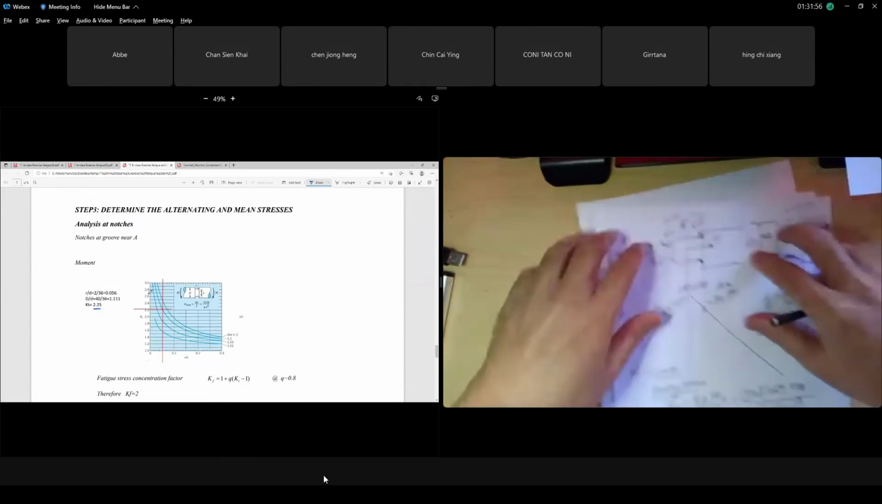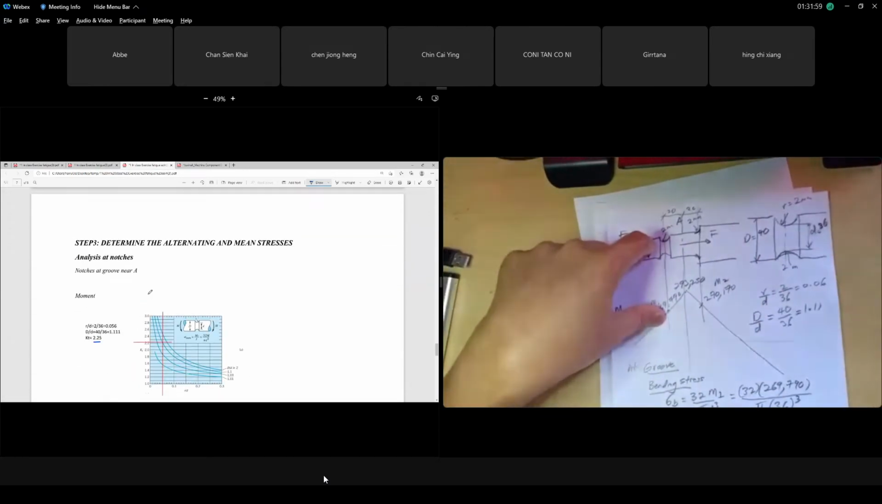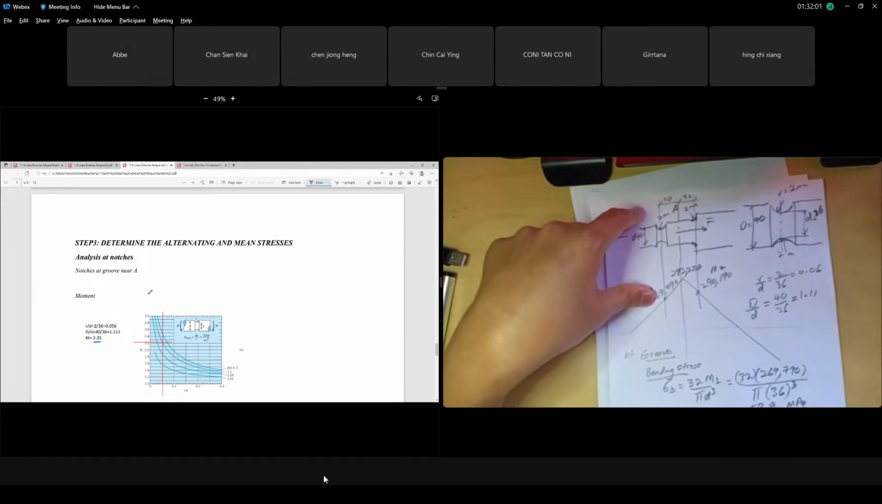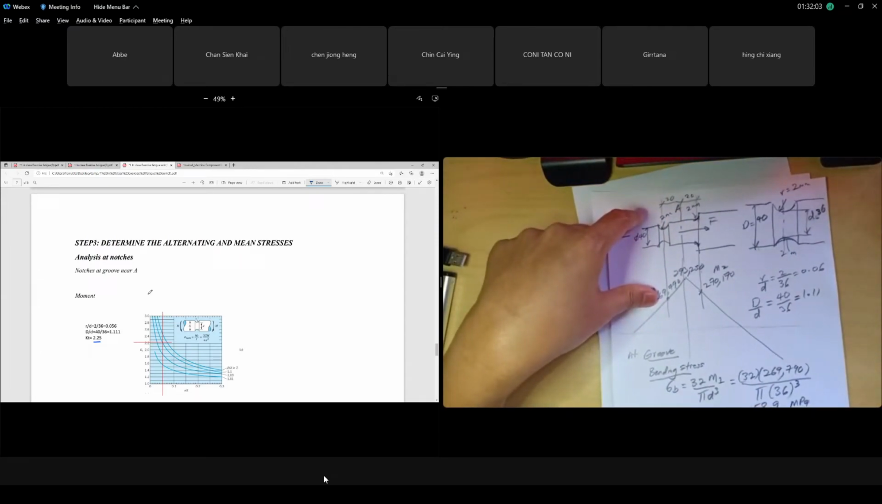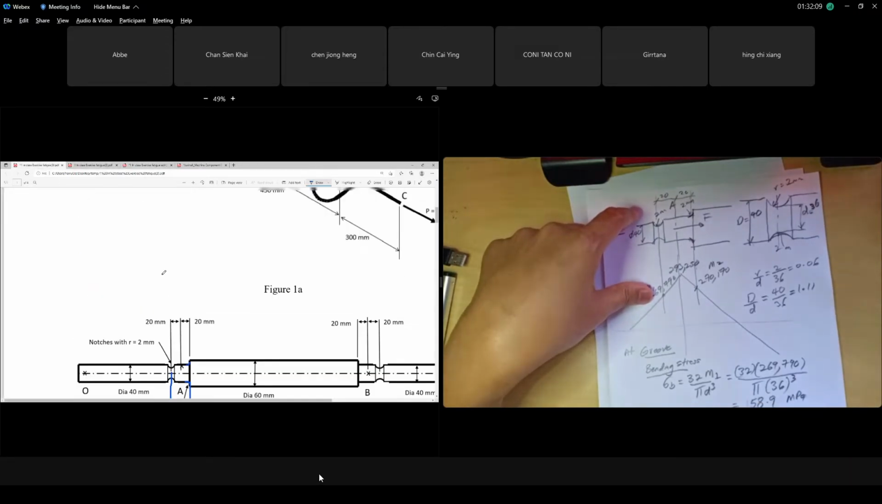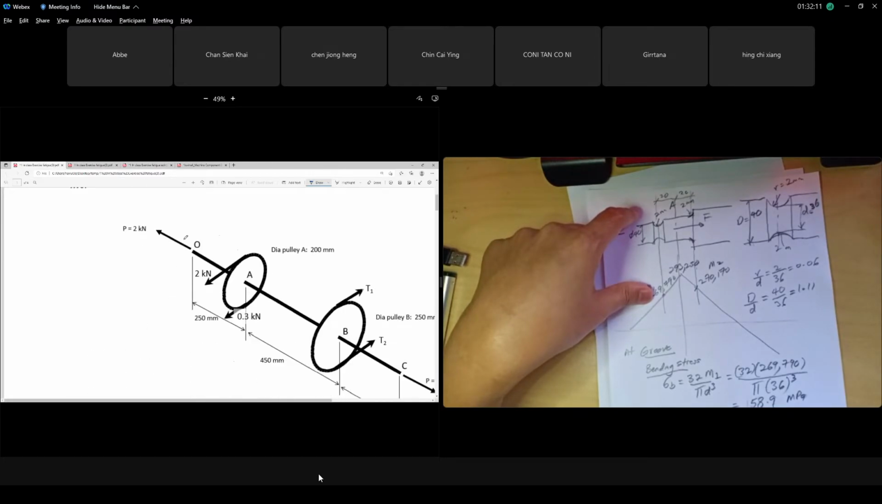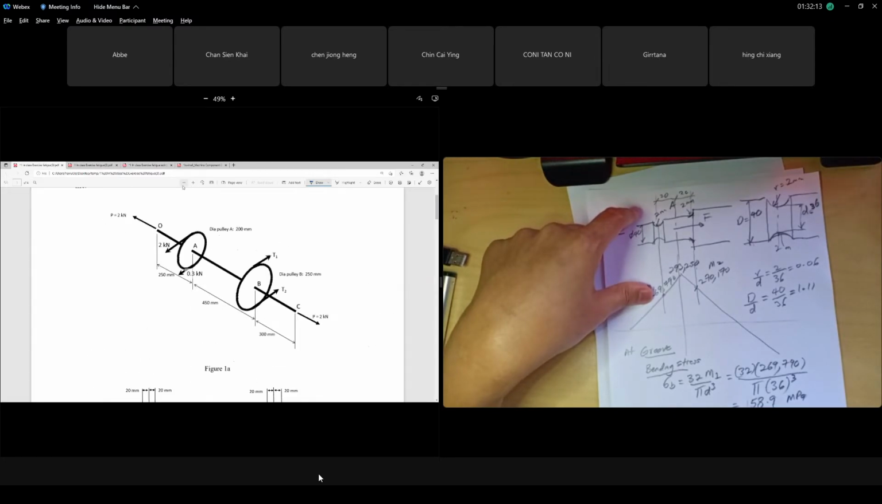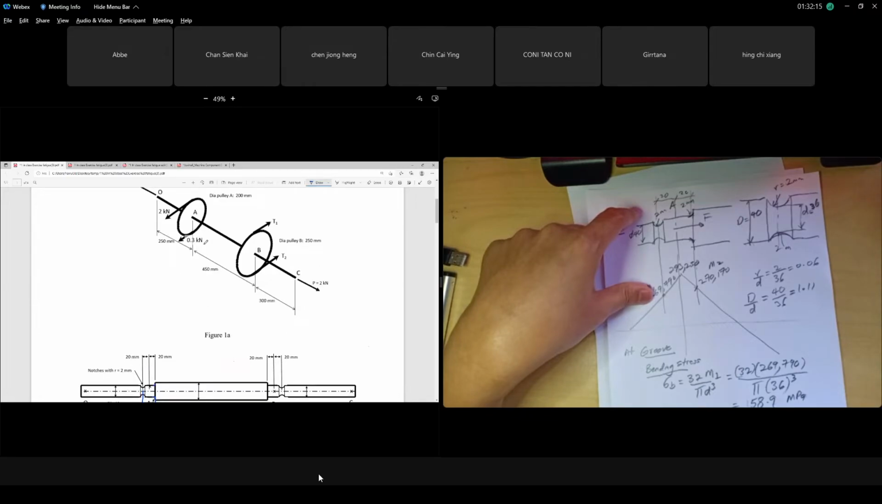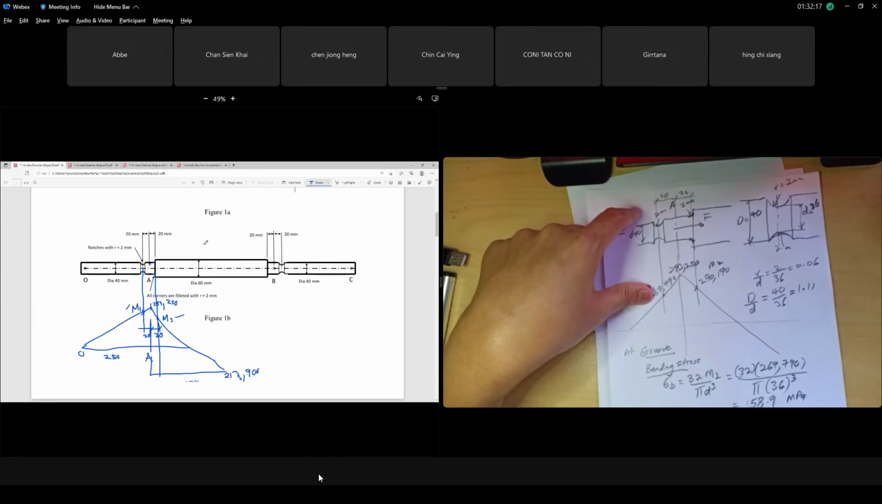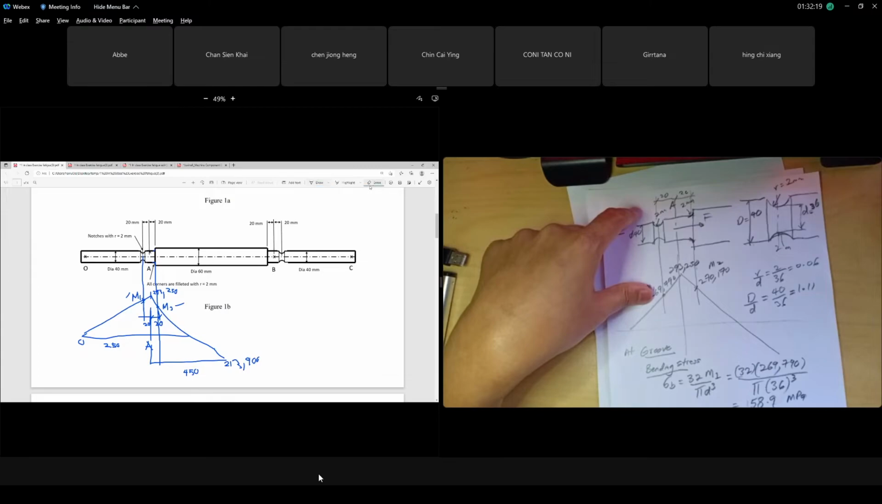do we have torsion at the groove? Is there torsion happening at the groove? Look carefully. Class, are you with me or not? Class, can you hear me? Okay. When you draw the torsion diagram, remember, torsion diagram from where to where? Class, where's your torsion diagram?